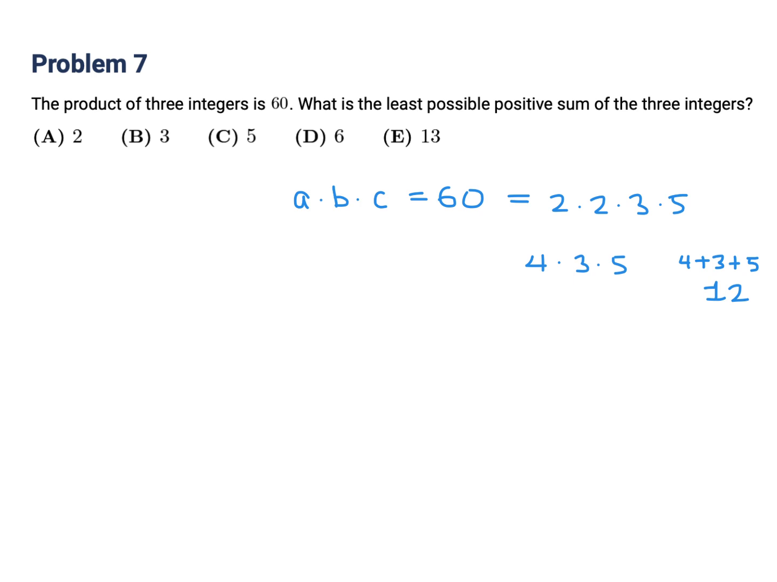And 12 is actually not one of the answers, interestingly. Okay, let's experiment again. Let's try 2, 6, and 5. Right? This is 2, this 2 times 3 is 6, and then that 5.